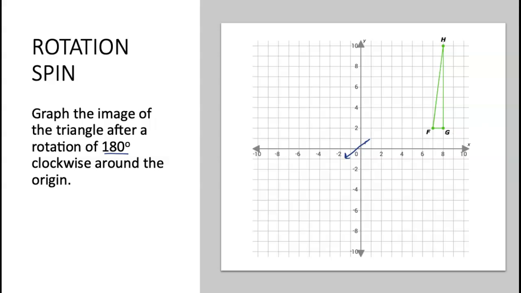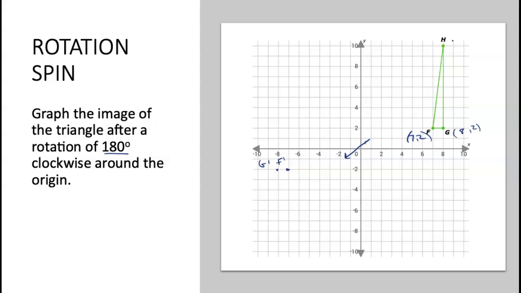We're just changing our positives and negatives. So F is at 7, 2. So I'm going to come over. They're just going to be the opposite. So negative 7, negative 2. Okay. Here's F. G was at 8, 2. So now it's going to be at negative 8, negative 2. So it's over here. And that's my G.